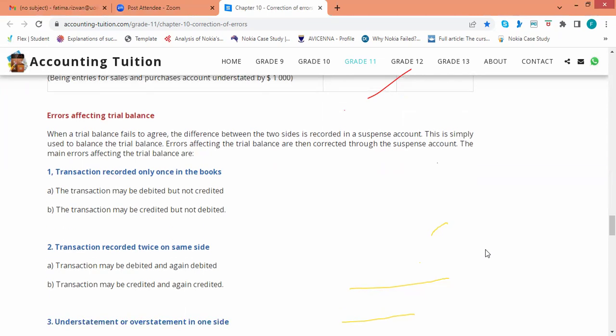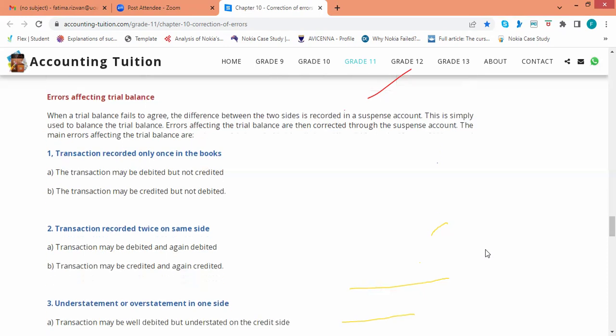This is an error, that the transaction may be debited but not credited. The transaction may be credited but not debited. For example, it contradicts the dual effect concept. I've told you that every transaction has got two effects. One account is supposed to be debited while the other account is credited. There is no such transaction in accounting in which only one side is debited and the other side is not credited. By mistake, the first mistake is that the transaction is recorded only once in the book and not two times. For example, you've just debited and not credited anything, or you have credited anything but not debited anything. So this is the first mistake.